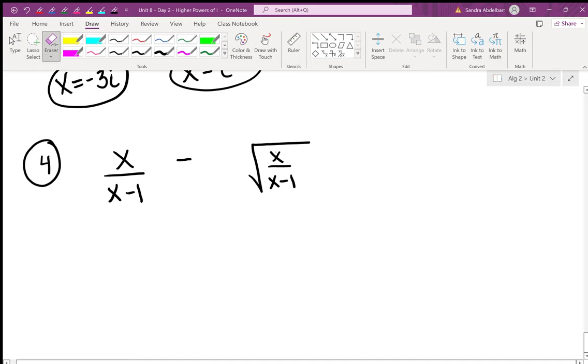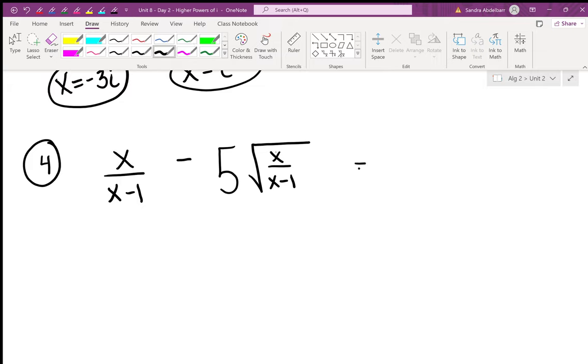This is not an index, that's just a 5. I know, because I didn't want you guys to think it was an index.